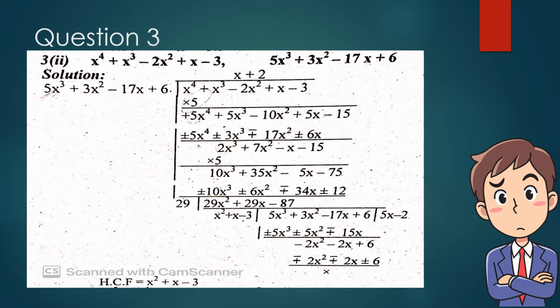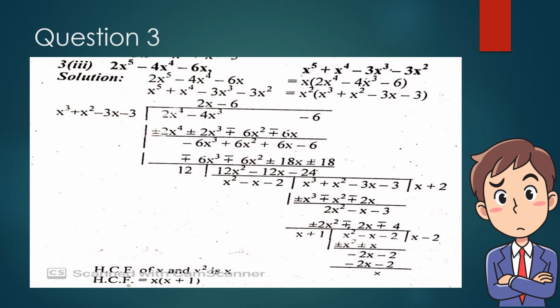So by dividing it, 5x cube divided by x square will give you 5x. So 5x multiplied by x square plus x minus 3 will give you 5x cube plus 5x square minus 15x. By changing the sign you will get minus 2x square minus 2x plus 6. Now minus 2x square divided by x square will give you minus 2. So now you will get minus 2x square minus 2x plus 6. Now changing the sign you will be left with 0 remainder. So the HCF will be x square plus x minus 3.